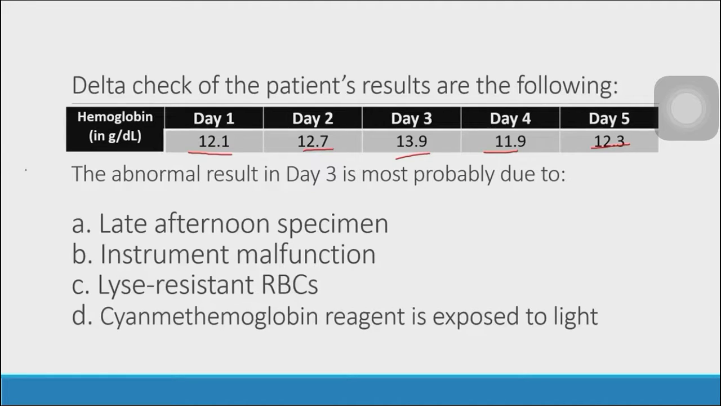among these choices, which is associated with high hemoglobin result? A, late afternoon specimen; B, instrument malfunction; C, lyse-resistant RBCs; D, cyanmethemoglobin reagent is exposed to light. So in here, the most probable answer, of course, is the presence of lyse-resistant RBCs. Lyse-resistant RBCs will cause increased turbidity. Since they fail to lyse, they may cause turbidity in the sample, thereby affecting the appearance of the sample and causing an increase in the hemoglobin result.